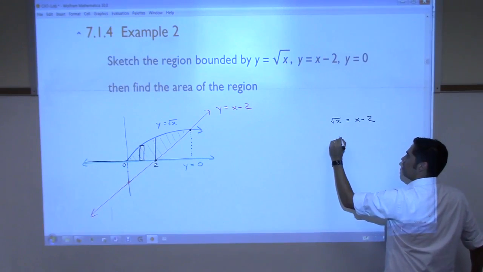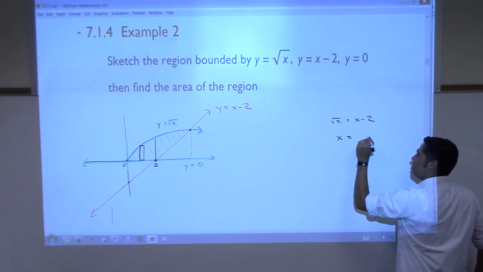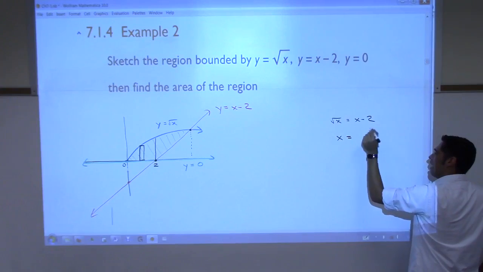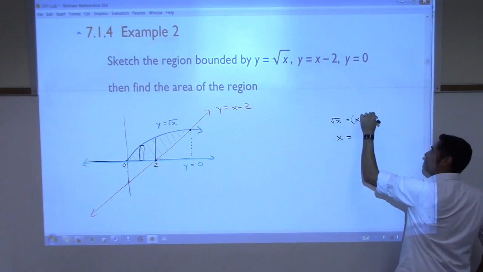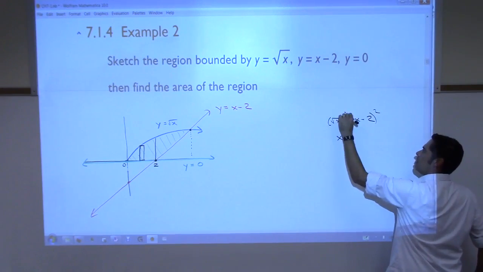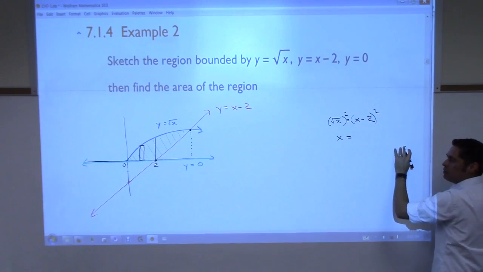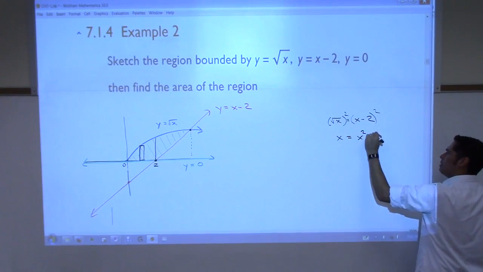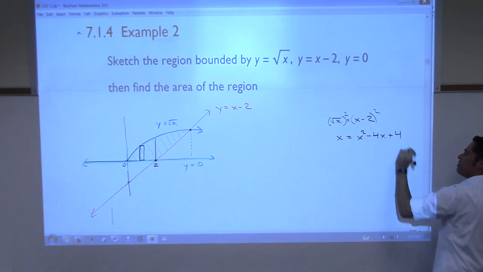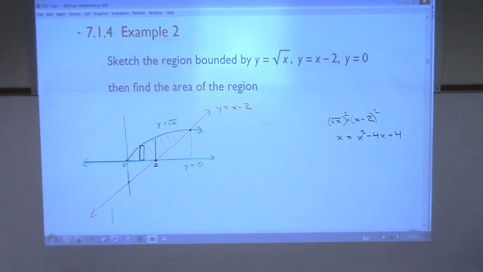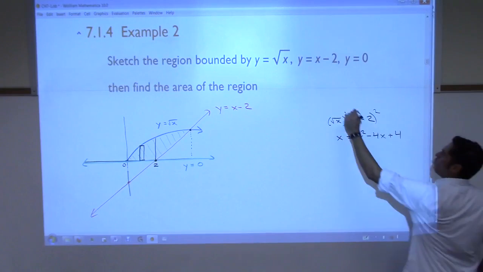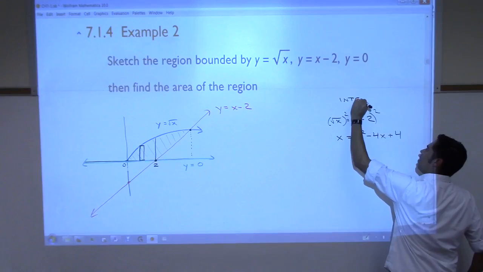So let's square both sides. Square this side, you get x. Square this side. You actually have to square the whole side, right? So FOIL it out. You should get x squared minus 4x plus 4. So that's what the right side would be. What type of equation is this? Quadratic. By the way, what I'm doing here is I'm finding the intersection, right?